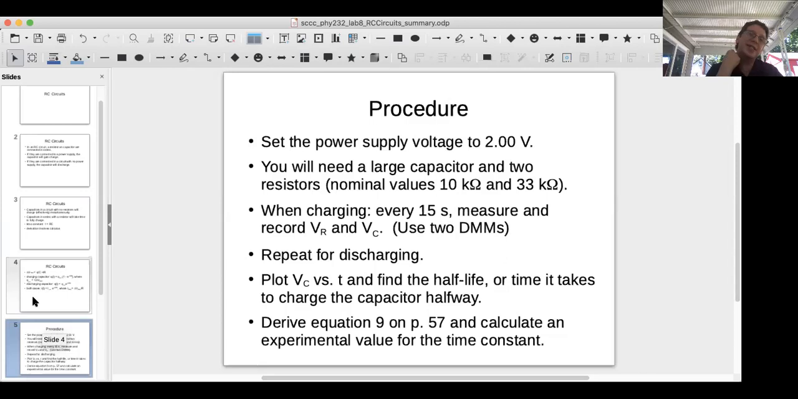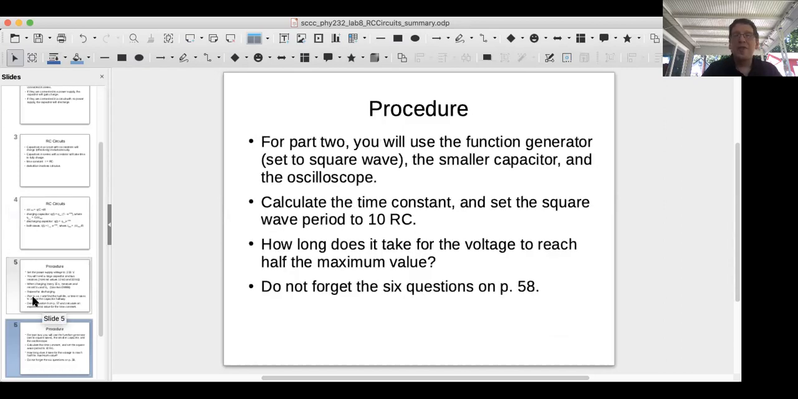For both charging and discharging, and make sure you label which is which clearly, you're plotting the voltage across the capacitor versus time. Now, the voltage across the capacitor should be directly proportional to the charge across the capacitor. Find the half-life, or the time it takes to charge or discharge the capacitor halfway. So it should be the same value. You're going to be asked to derive equation 9 in your manual for this and calculate an experimental value for the time constant.